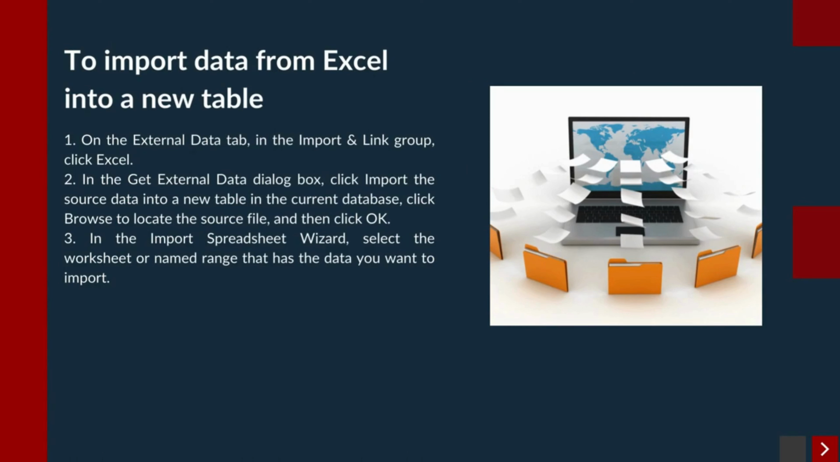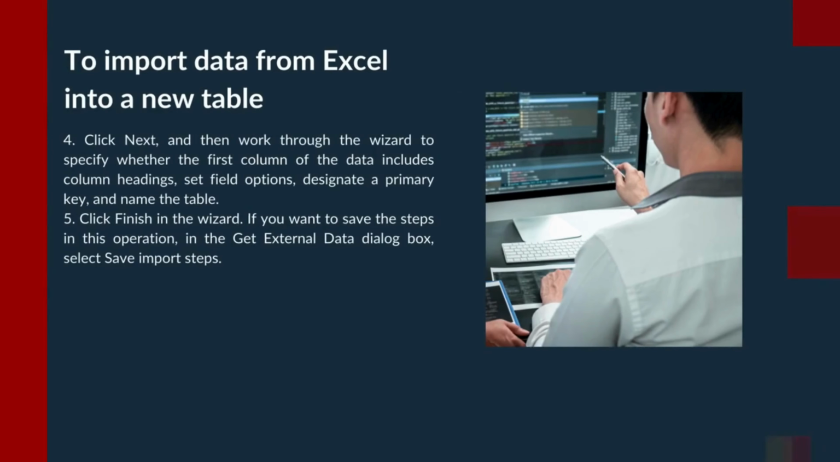On the External Data tab, in the Import and Link group, click Excel. 2. In the Get External Data dialog box, click Import the source data into a new table in the current database, click Browse to locate the source file, and then click OK. 3. In the Import Spreadsheet wizard, select the worksheet or named range that has the data you want to import. 4. Click Next, and then work through the wizard to specify whether the first column of the data includes column headings, set field options, designate a primary key, and name the table. 5. Click Finish in the wizard.